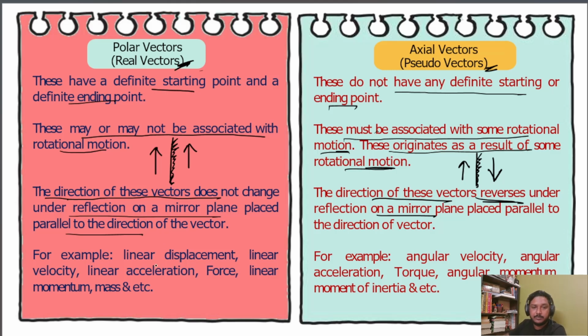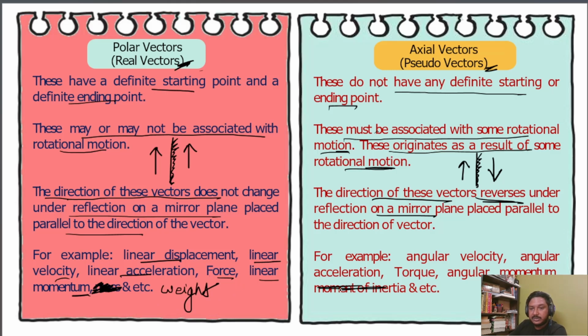Examples of the polar vectors are linear displacement, linear velocity, linear acceleration, force, linear momentum, mass. Mass is not a vector, it's my bad. It can be weight basically. It's not mass but weight. So linear displacement, linear velocity, linear acceleration, force, linear momentum, and weight, all these are polar vectors because they have definite starting and ending point.